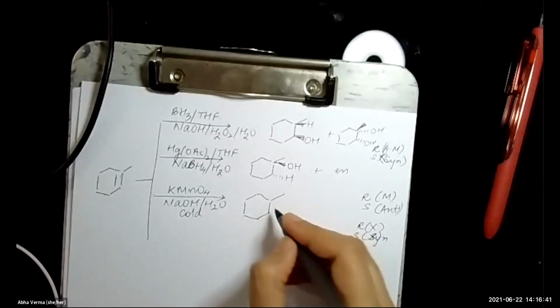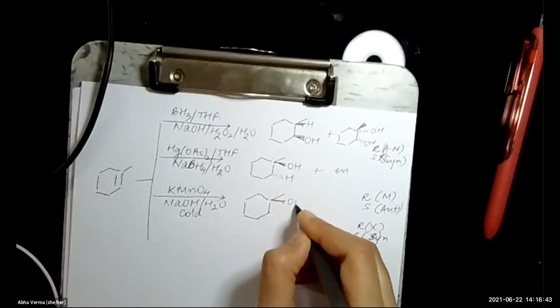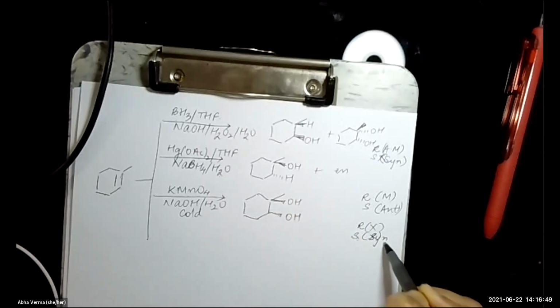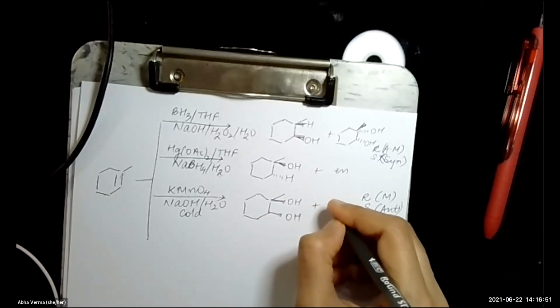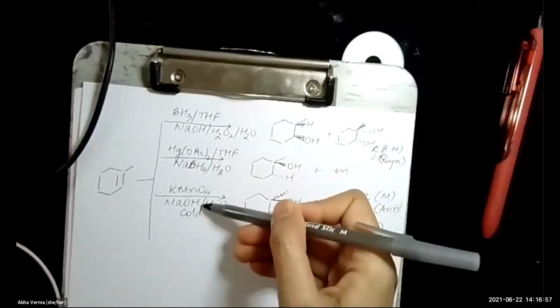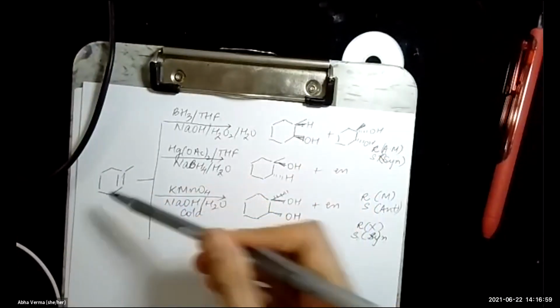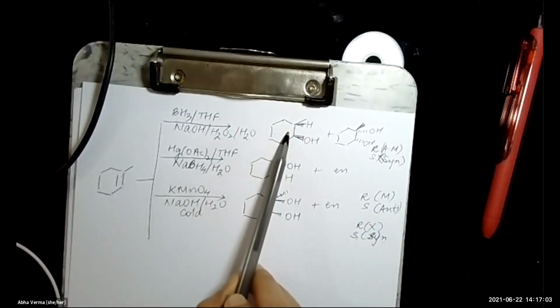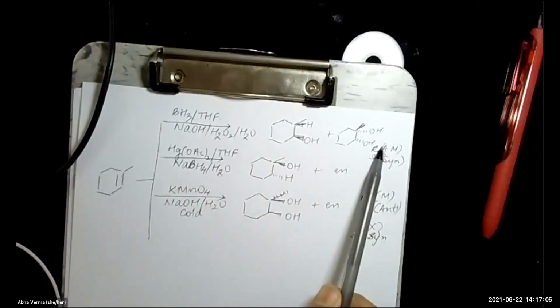So both the OH groups will attack across the double bond from the same side, plus the enantiomer. So you see how different reagents from the same substrate give you different products. But before you draw your product, think about the positioning. Think about the stereochemistry.